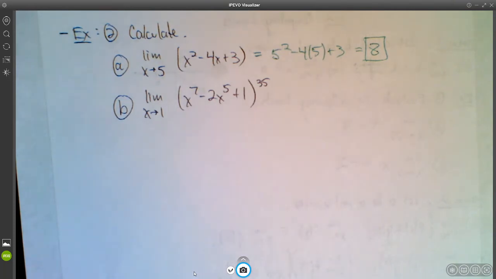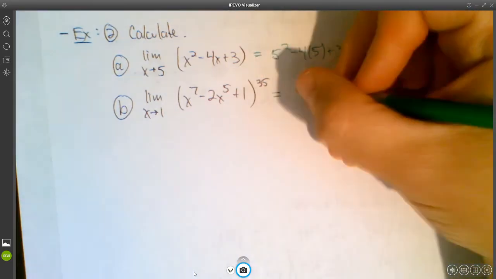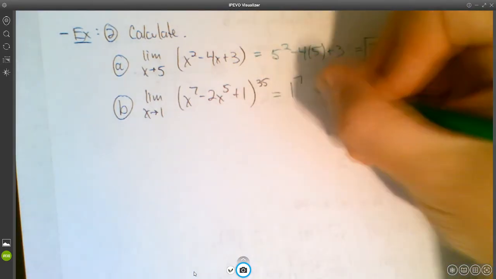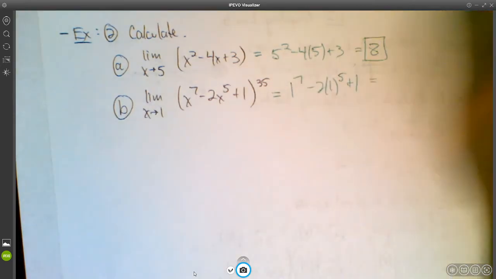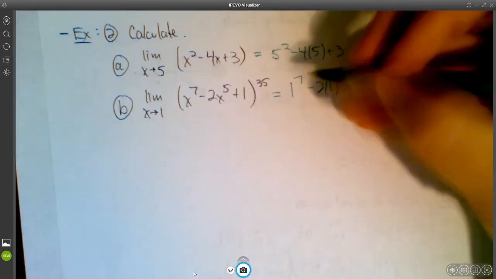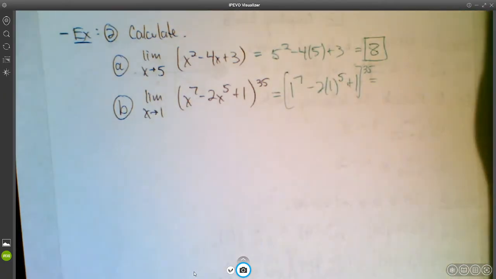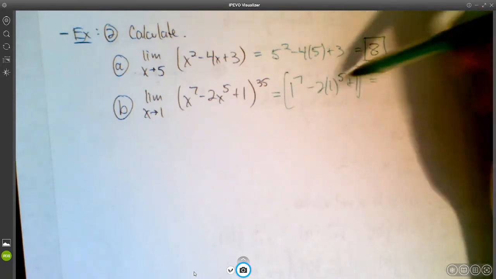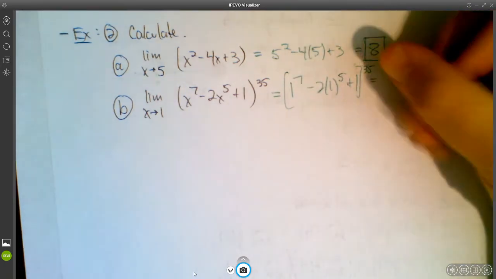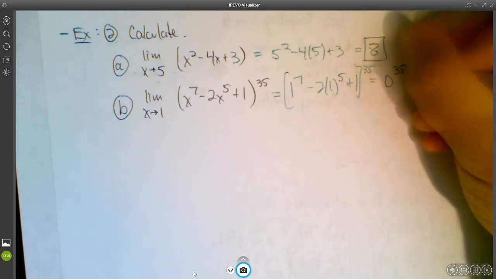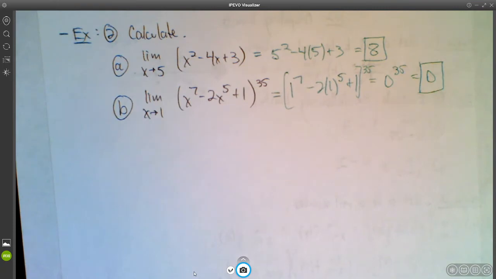Okay, so here's my solution. Again, this is another polynomial, no big deal. I'm going to plug in 1. I get 1 to the 7th minus 2 times 1 to the 5th plus 1, and that whole thing is then raised to the 35th power, right? Okay. Anyway, 1 to the 7th is 1, 1 to the 5th is 1, so we have 1 minus 2 plus 1. That's just 0, right? That's just 0 to the 35th power. Fortunately for us, that's really easy to compute. That should just be 0.